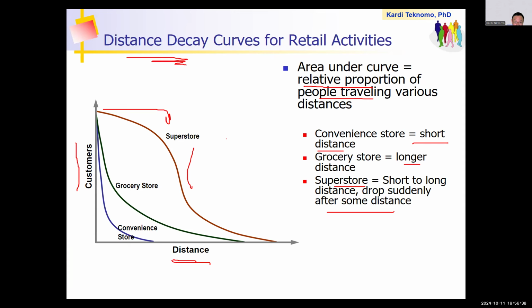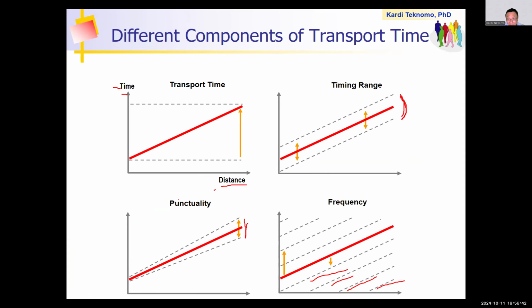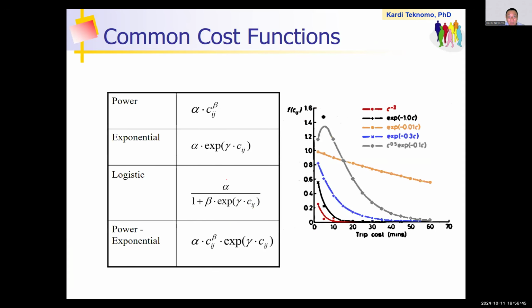Now for this type of distance decay, we can put this into a formula. There is a formula that you can use. The simplest is using power, or you can include the power of exponent, or you can use a logistic model, or you can use a more complete one, with this power exponential model. And here is the typical value.